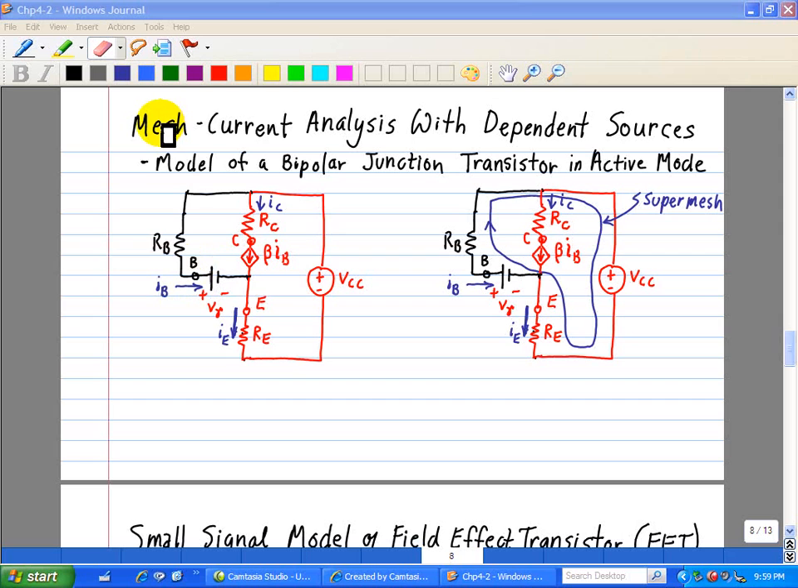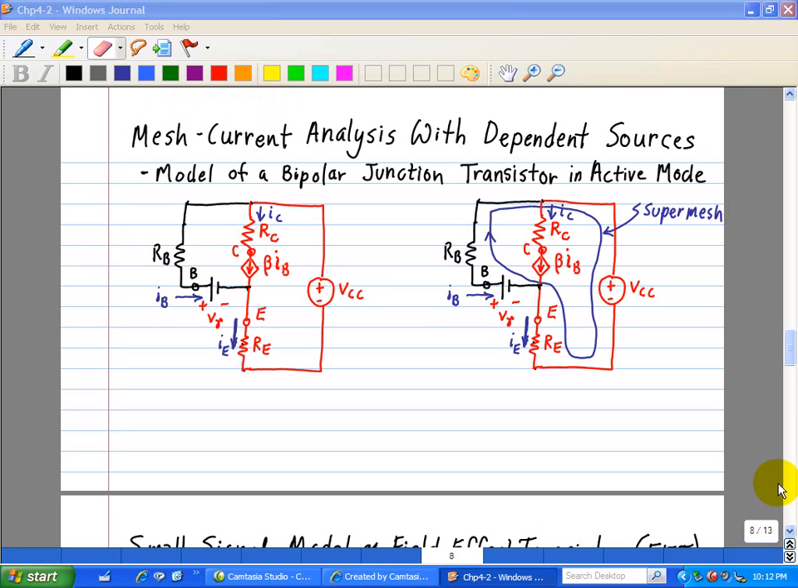We're going to do it using mesh analysis since we're modeling this transistor as a dependent source. So here we have a current-controlled current source at the collector terminal. So we'll form two mesh currents labeled here as I1 and I2.